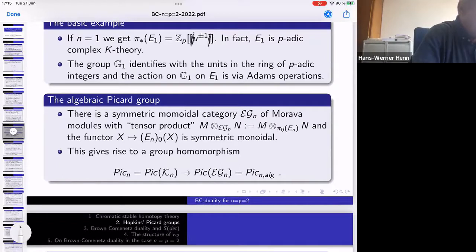Okay, so the algebraic Picard group is given in terms of the symmetric monoidal structure of the category of Morava modules, whose tensor product is just the tensor product over pi0 of En. It's a completed tensor product. So this gives rise to a homomorphism from Pic n to the algebraic Picard group.